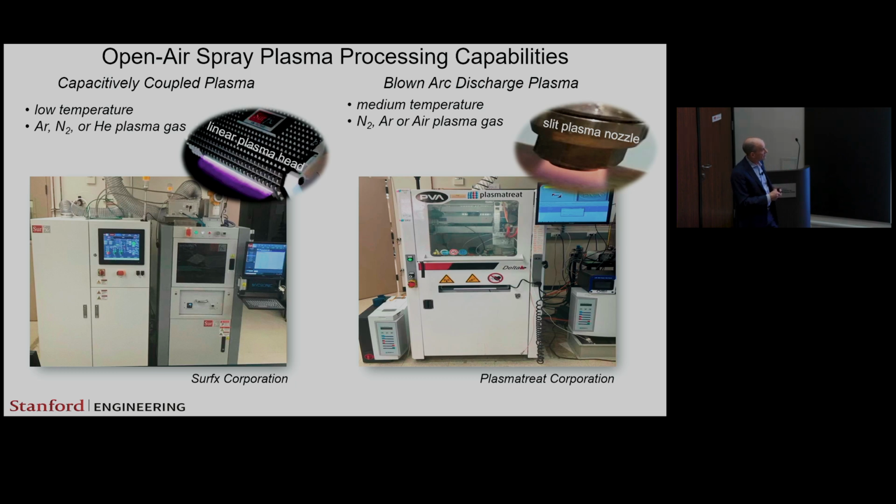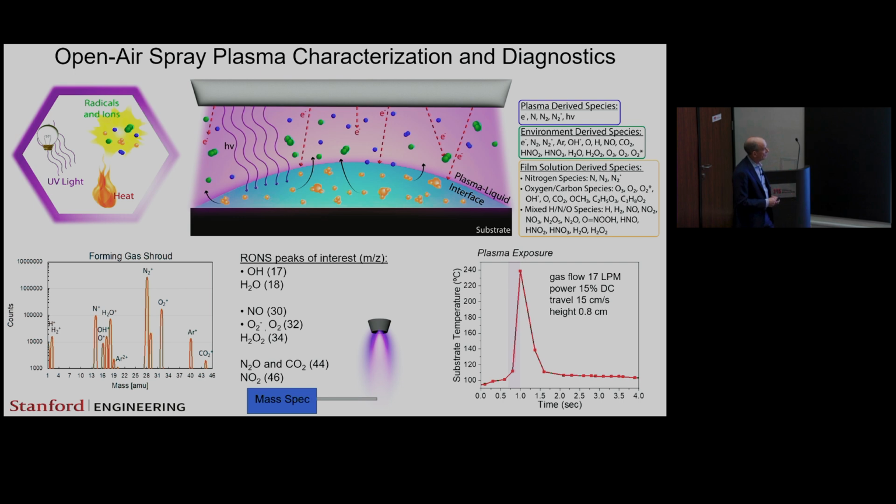And to do that, we actually inject precursor species either into the afterglow of the plasma, or you put them down first and then use the plasma to cure them subsequently. So what's in these plasmas? Well, there's three main sources of energetic species that are available in the plasma.